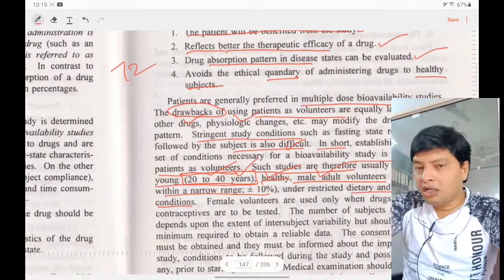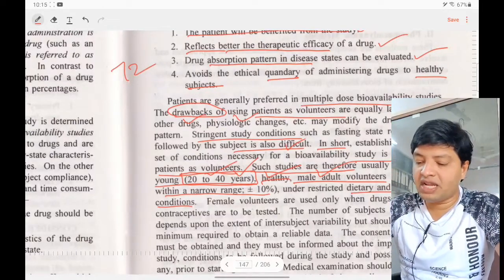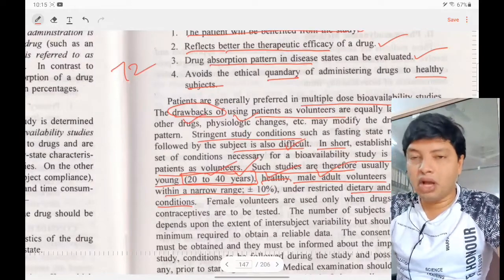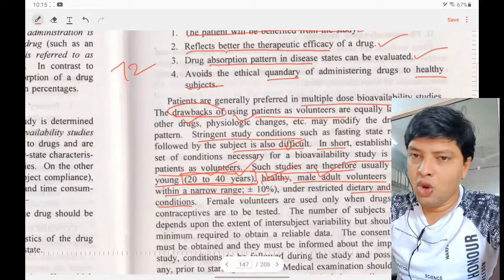So maintaining all these standard things. What are the standard things? Strict dietary and fixed activity conditions are difficult to maintain in patients. So you are considering healthy human volunteers.